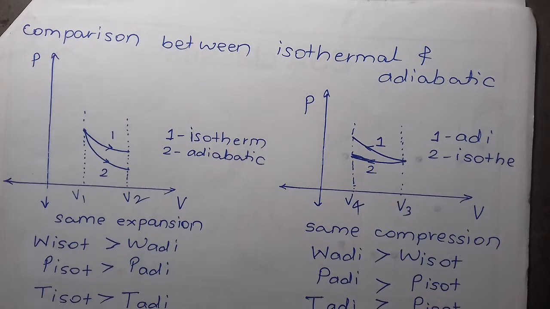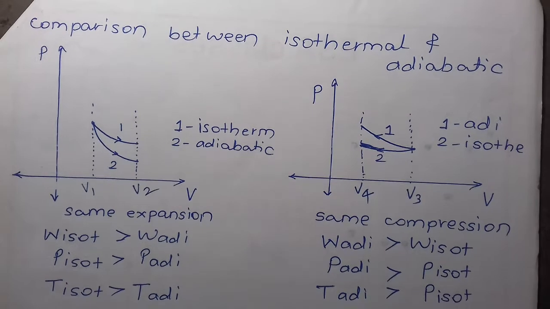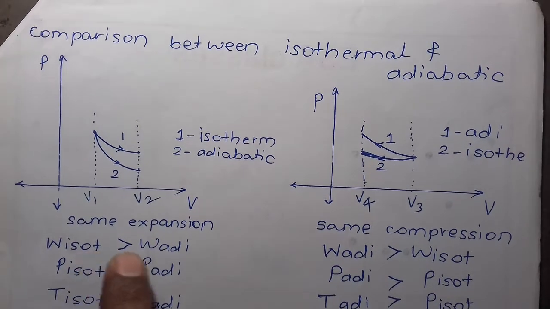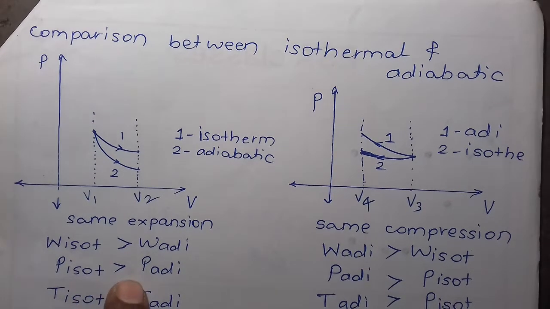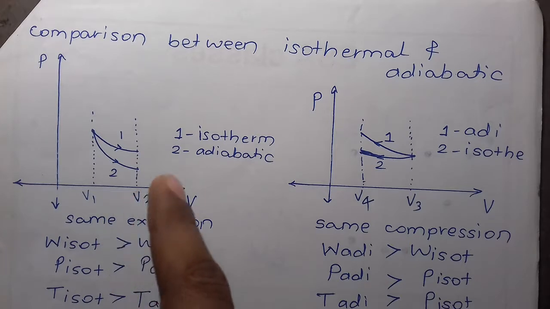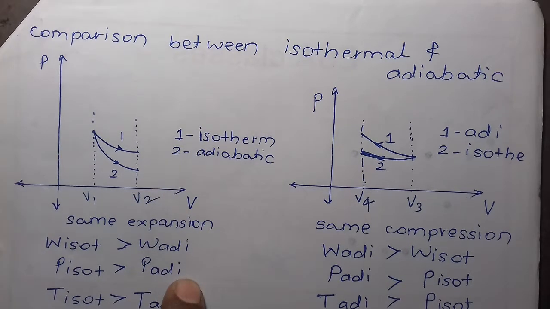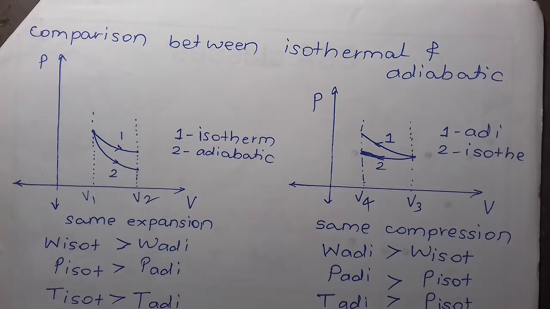These two are compressions from V3 to V4. Area under the graph is the work done. Therefore, work done in isothermal is more than adiabatic. Pressure in isothermal is greater than pressure in adiabatic at the final stage, and temperature of isothermal system is greater than temperature of adiabatic system.